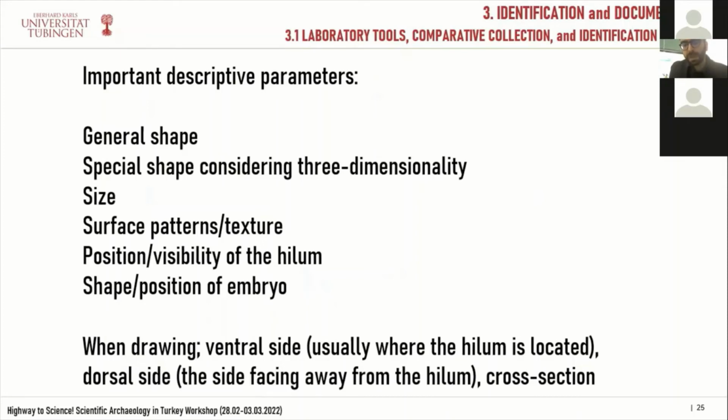So when we are drawing an object, a plant remains, first we have to locate this according to some principles, right? So ventral side is always where the hilum is located. So we know that hilum is at the ventral side, then we draw the object according to that principle. So the dorsal side is the side facing away from the hilum. So it's the opposite side. And also the cross section, this is easy.